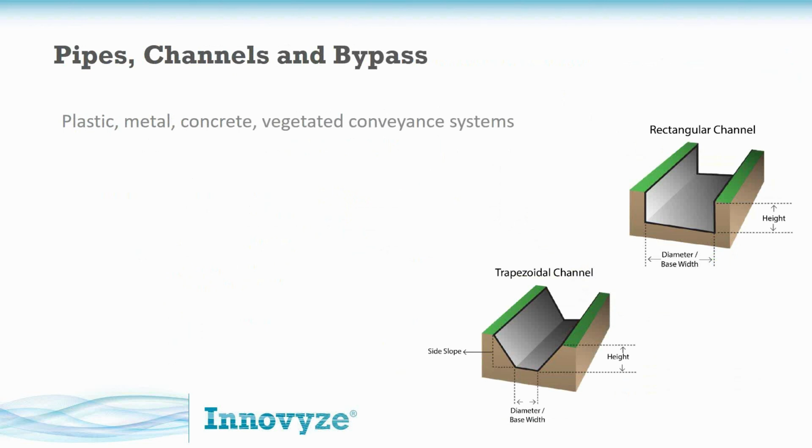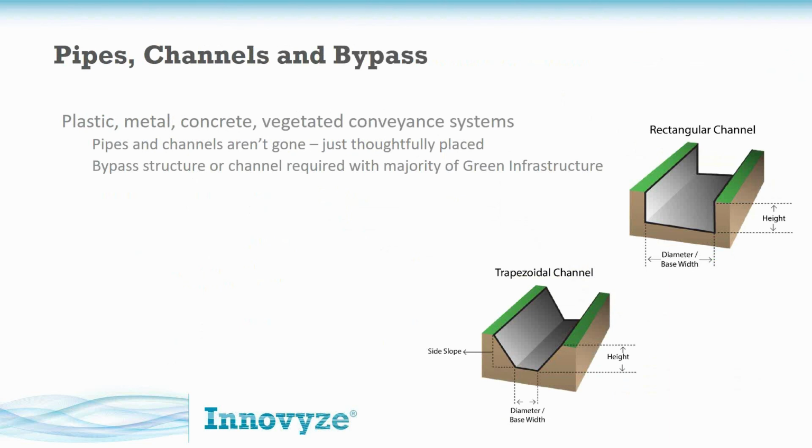All right, pipes, channels, bypass. These can be plastic, metal, concrete, even vegetated conveyance systems. So we're talking about green infrastructure, right? Maybe I don't commonly think that I'm still going to need a plastic pipe, but you are. There's always a need to move water from one facility to another, or really just move that water into a more central system. That's what these do. So they aren't gone, they're just thoughtfully implemented.